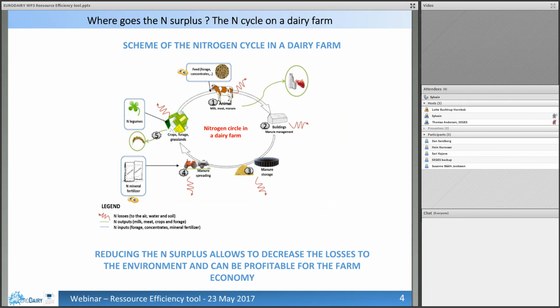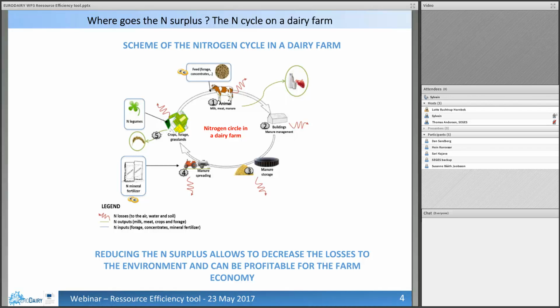One question is why we work on the nitrogen and phosphorus balance. The question is where does the nitrogen surplus go? And we have to take a look at the nitrogen cycle in a dairy farm. On a dairy farm, we can see that at each point of the farm, the crops, forage and grasslands, the animal, the buildings, the manure storage, the manure spreading, you have different loss possibilities to the air or to the water.